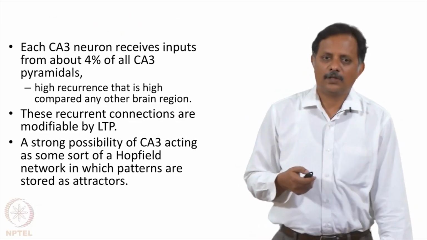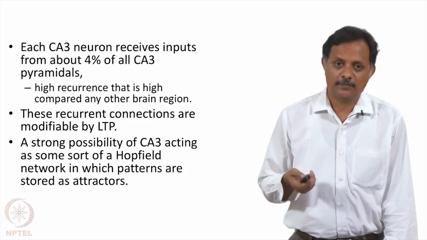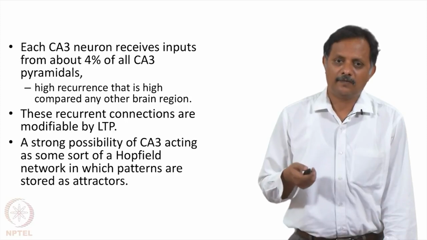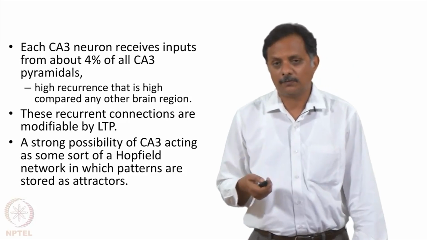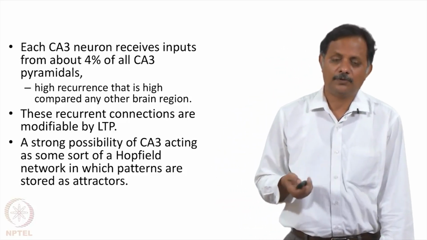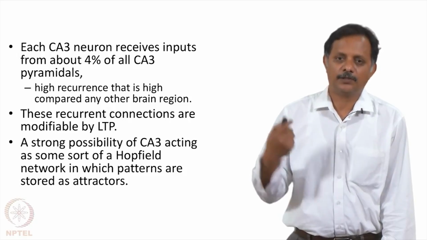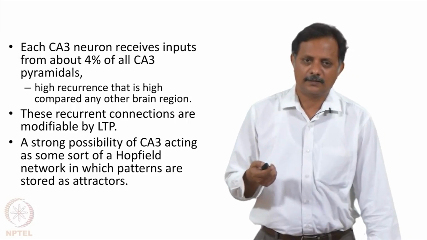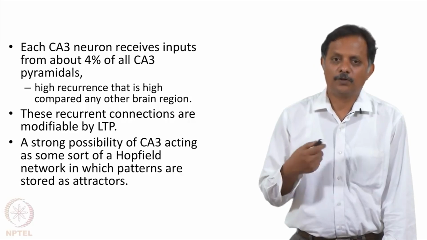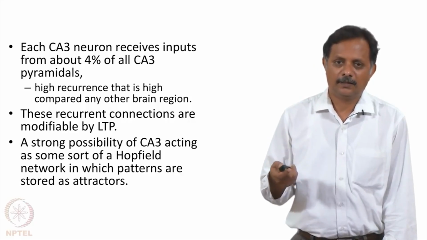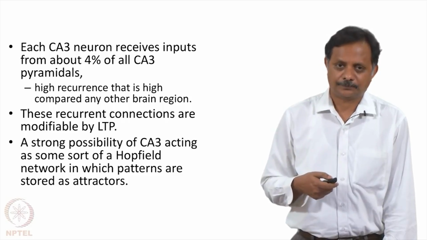So, each CA3 pyramidal neuron receives input from about 4% of all the CA3 pyramidals. So, that is a very high level of recurrence compared to any other brain region. In the Hopfield network model, since it is only a mathematical, abstract model, we have used 100% recurrence. That means, every neuron is receiving input from every other neuron, but that kind of high recurrence, at least to our knowledge, does not exist in the real brain. But even 4% recurrence is very high compared to any other part of the brain, and you see that level of recurrence in the CA3.